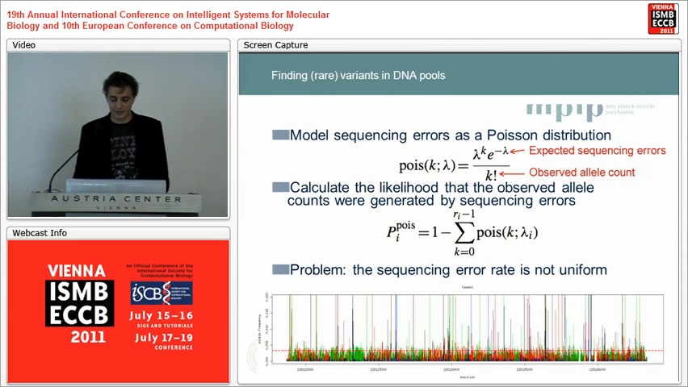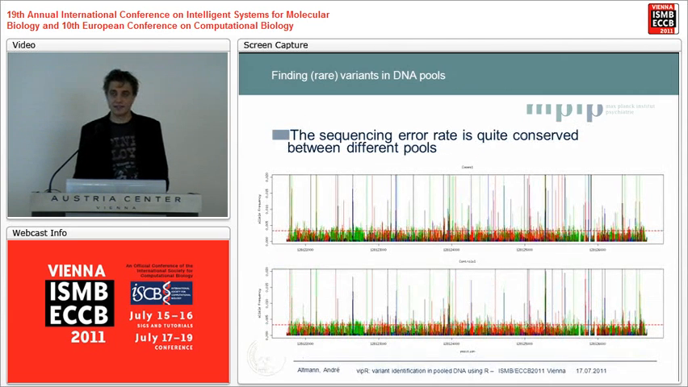But good for us is that these sequencing error rates are quite conserved between different pools or different libraries you sequence, as long as you stay on the same machine, of course. On the top we have one of our case pools, and on the bottom we have a control pool. And the peaks align very well, so you have similar error rates at the same position. And also, as you can see, the colors are fairly the same. So this is all sequencing context dependent.